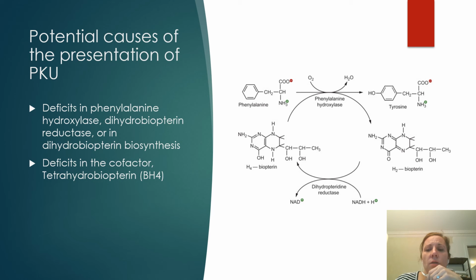Here in this slide, you can see the pathway in which phenylalanine is hydroxylated to form tyrosine. And turn the page. Phenylalanine is an essential amino acid, and by the hydroxylation of the enzyme phenylalanine hydroxylase, tyrosine is formed. And you can also see some other enzymes here and some byproducts, NAD, NADH, and dihydropteridine reductase. This is also another enzyme that, if there's a deficit, PKU could be presented.